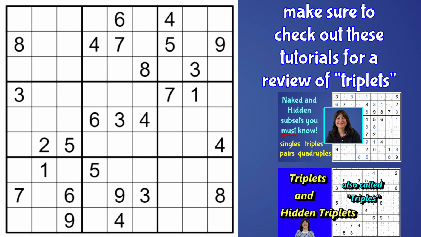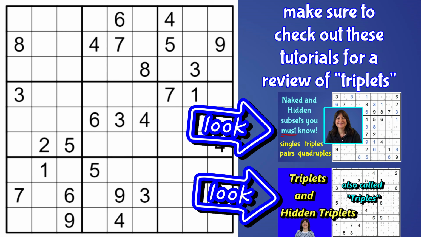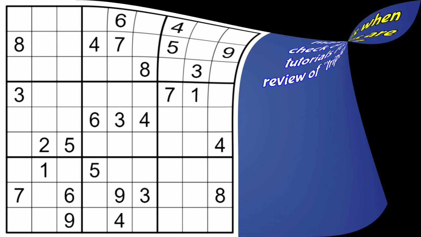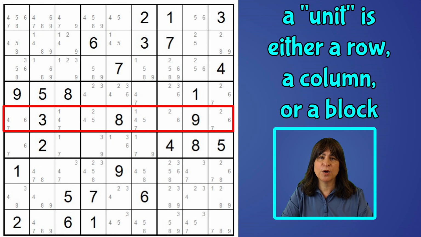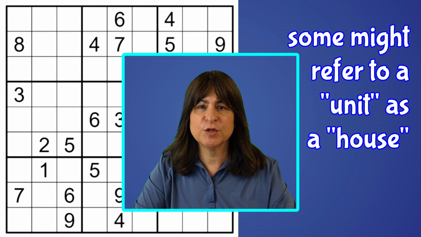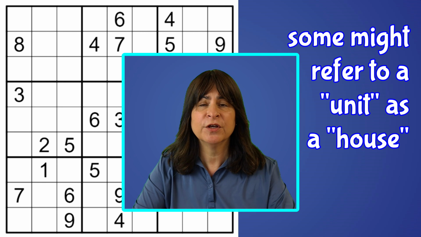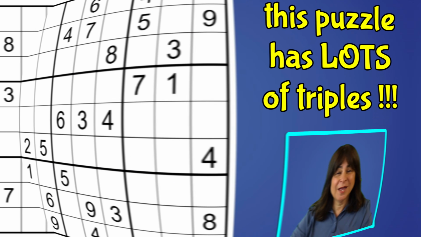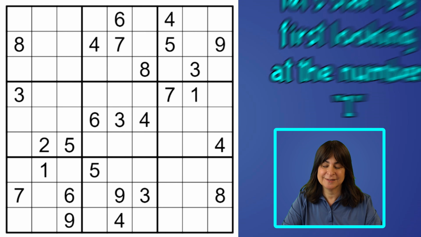If you aren't sure what a triplet is, or a triple, same thing, then check out my tutorial videos on triples or triplets. But very briefly, it's when three numbers are restricted to three cells in a unit, and a unit is either a row, a column, or a block. By the way, some people refer to a unit as a house, so if you hear that terminology elsewhere, you'll know it's the same thing. Okay, let's take a look at this puzzle and have some fun with triples.